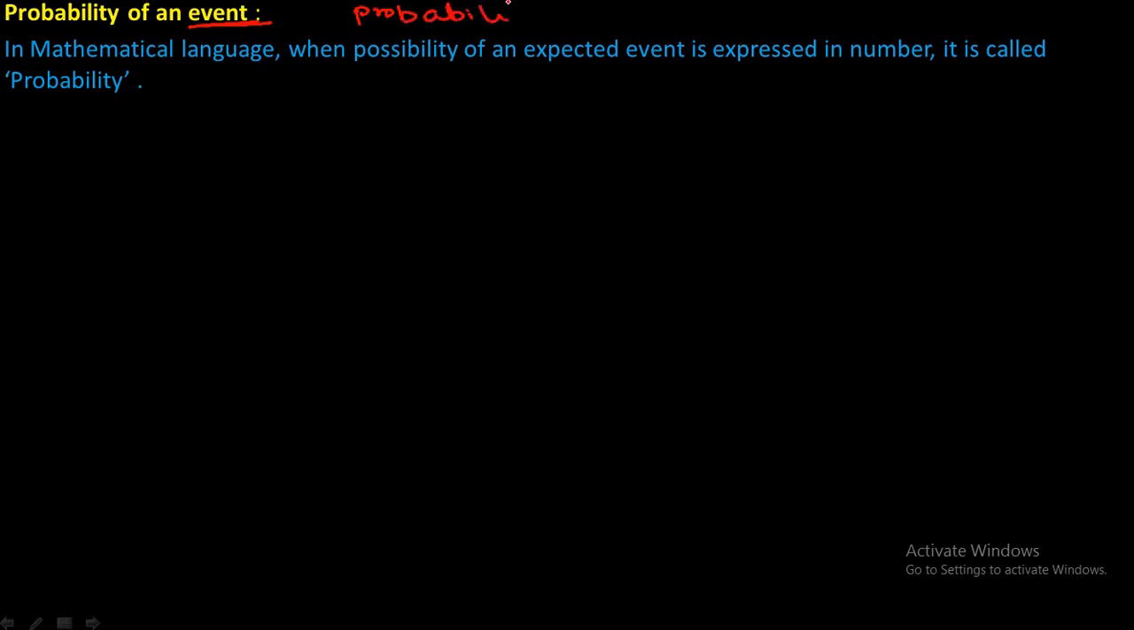Probability means it is nothing but a measure of possibilities. It will measure the possibility of that particular event or particular experiment. So they have given the probability definition.